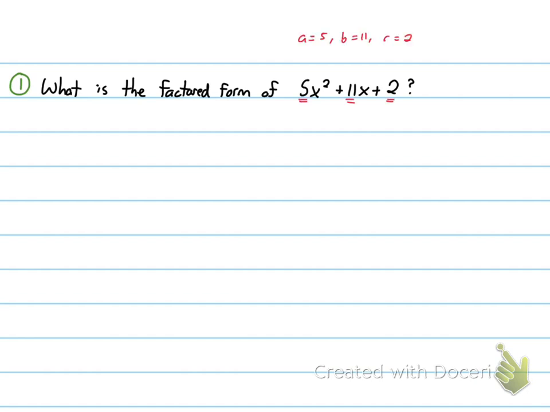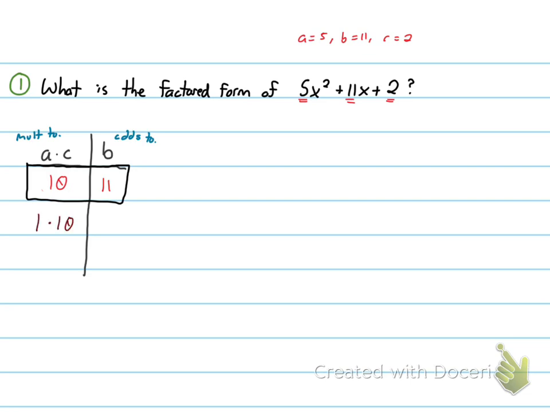I'm still going to make my AC chart. My a value here is 5, b value is 11, and my c value is 2. So a times c is going to be 5 times 2, and my b value is 11. So I want two numbers that multiply to give me 10 and add up to give me 11. We've looked at some questions like this yesterday. We know that 1 times 10 gives you 10, 1 plus 10 gives you 11, so those are our factors.